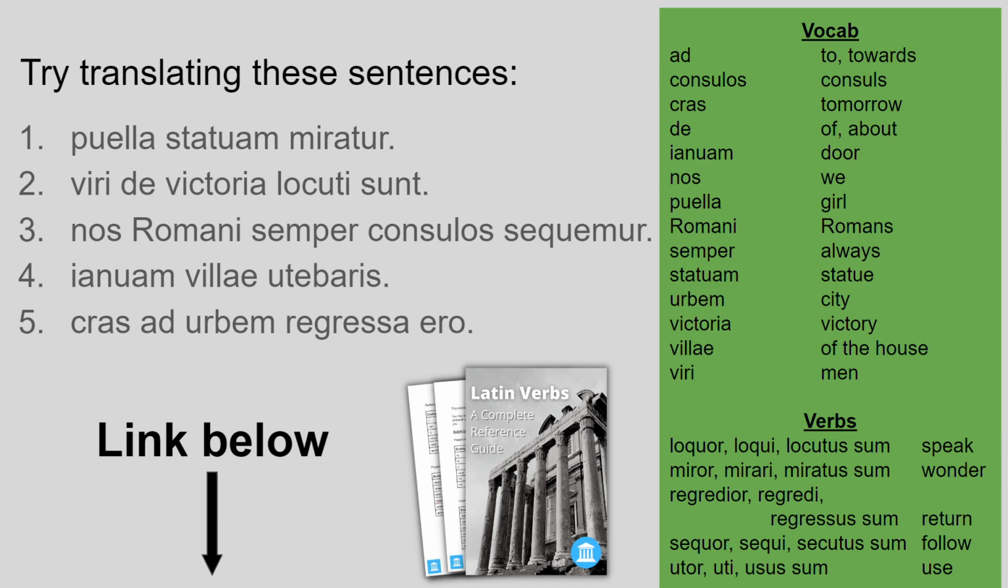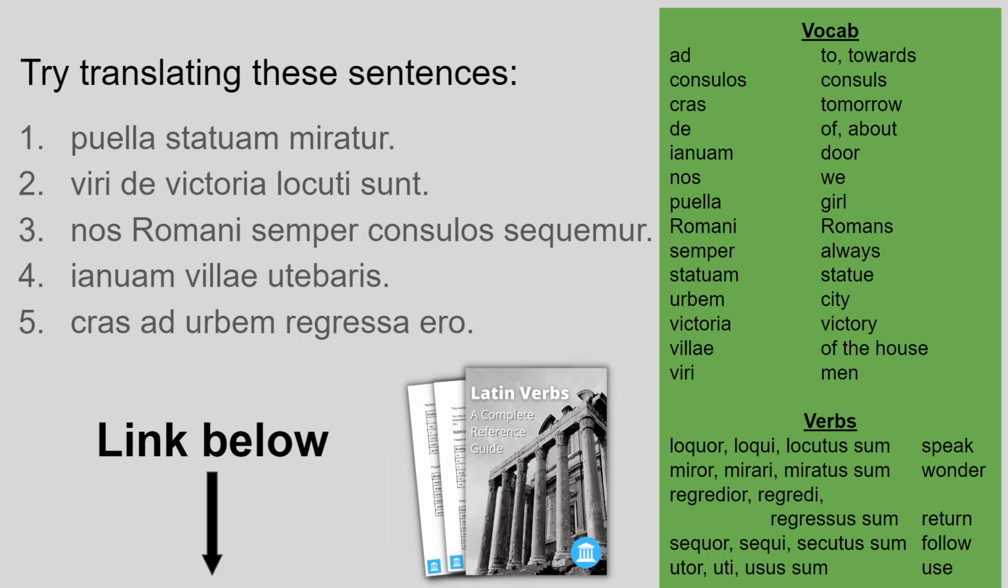Number 4, januam villae utebaris. Utebaris is a second person singular, imperfect tense. Again, it's a deponent, so it looks passive, but we're going to translate it as active. It means you were using, and the whole sentence means you were using the door of the house.